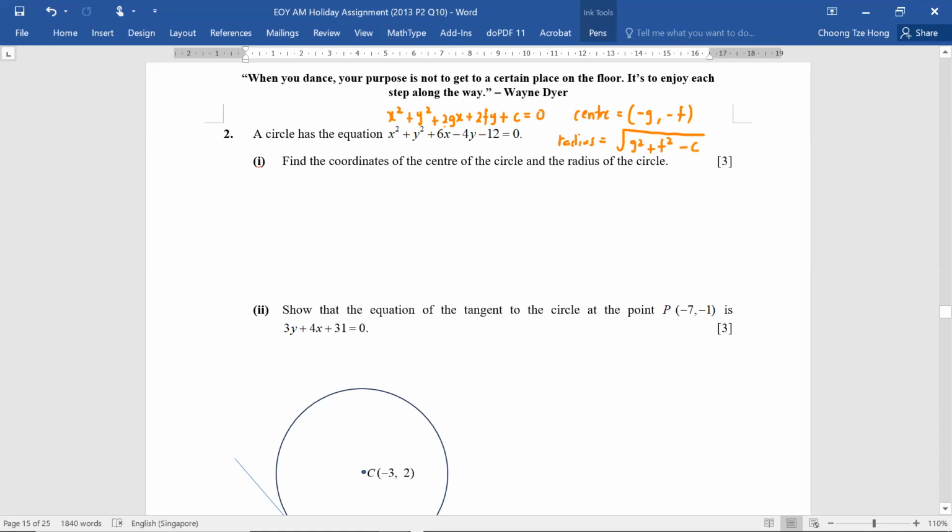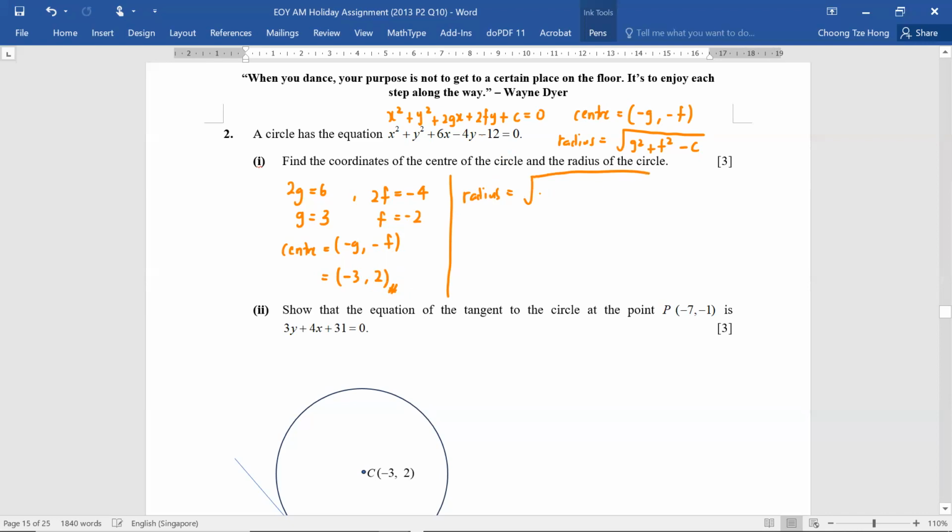In this case, we can identify by comparison that 2g equals 6, so g equals 3, and 2f equals minus 4, so f equals minus 2. Remember the center is (minus g, minus f). So minus g will be minus 3. Minus f, be careful, minus of minus 2 becomes 2. So the coordinates of the center will be (minus 3, 2). Using this 2g2f method, you can get the coordinates of the center quite easily. The radius can be found quite easily as well.